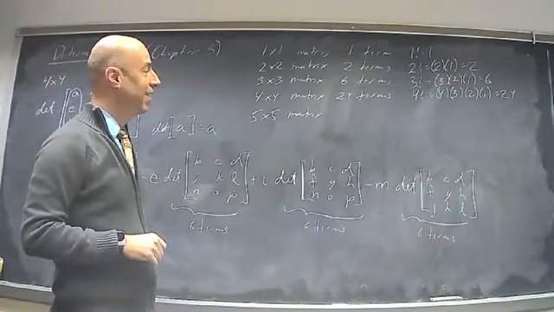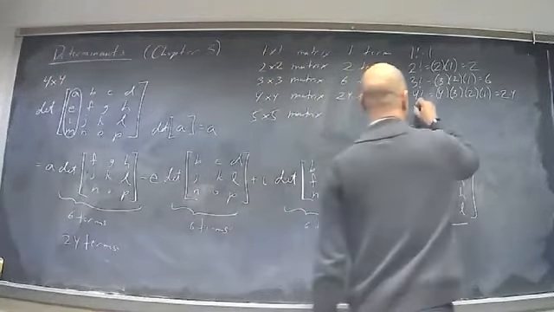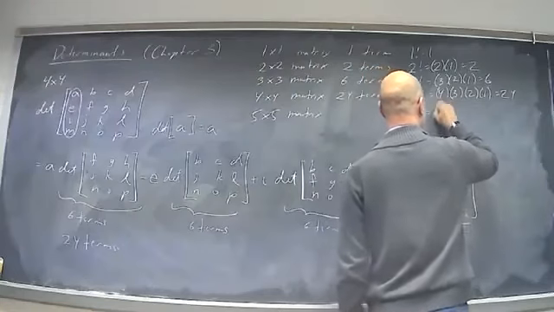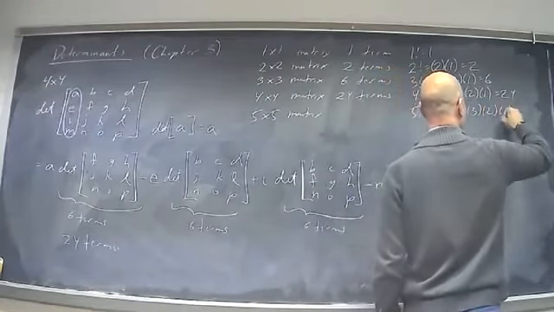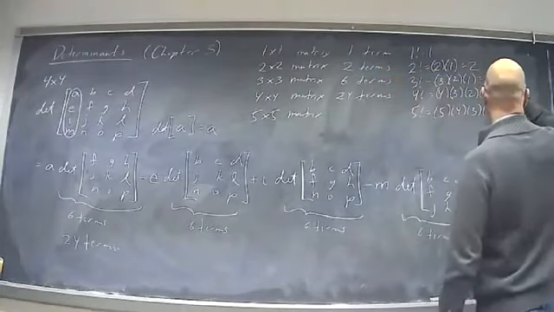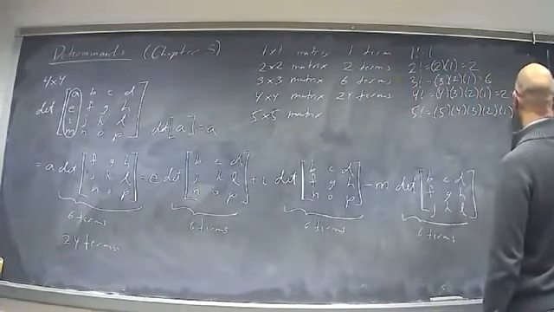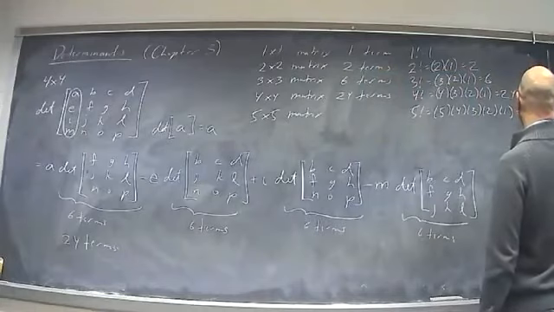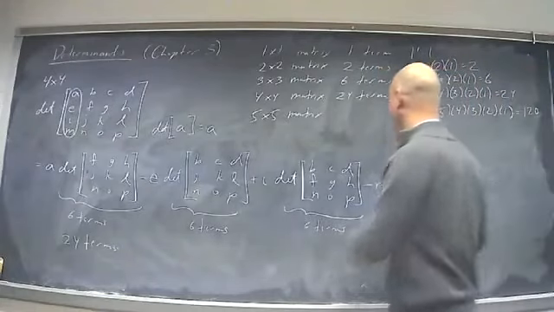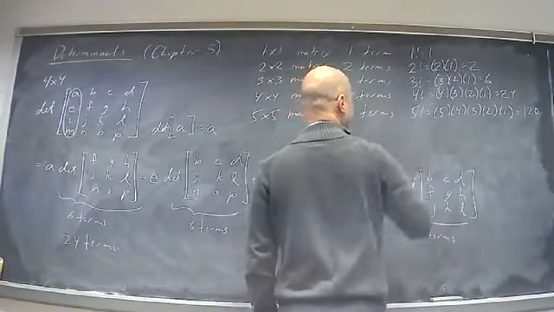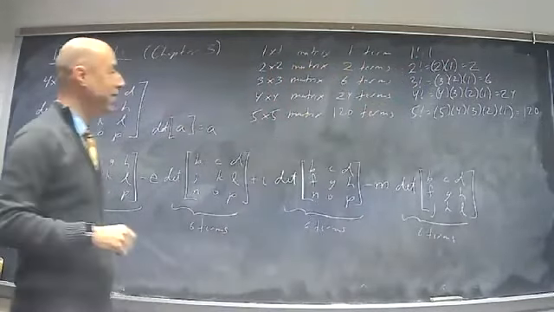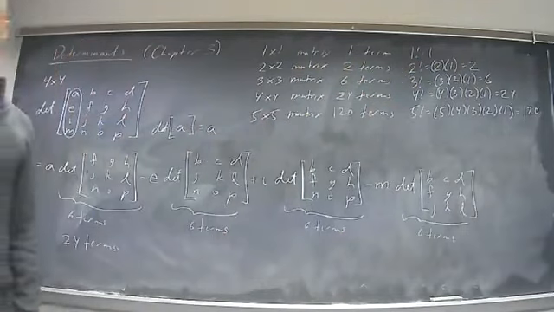120, yeah. 5 factorial will be 5 times 4 times 3 times 2 times 1. In other words, you're just going to take 5 and multiply it by the previous number, 24. 5 times 24 is 120. So there are 120 terms. For a 6 by 6 matrix, it'll be 6 factorial, 720 terms.